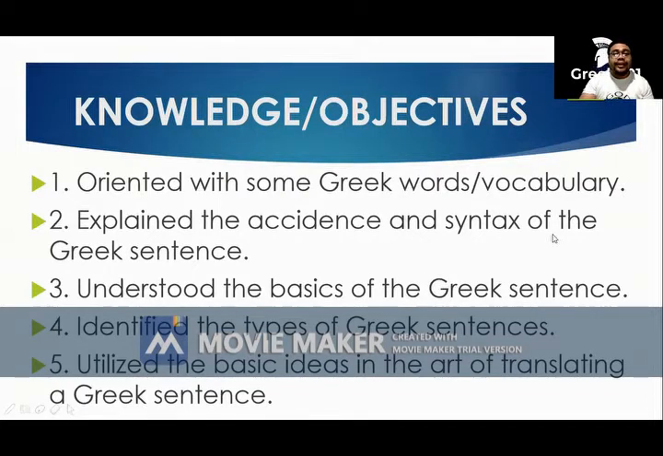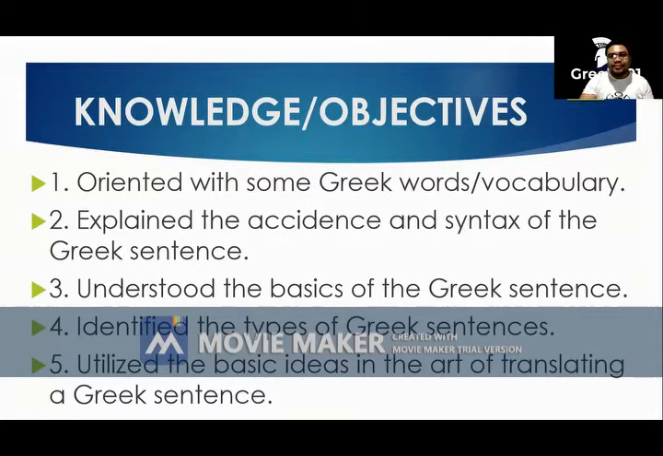Firstly, we will be oriented with some Greek words or vocabulary. Second, explain the accidents and syntax of the Greek sentence. Thirdly, to be able to understand the basics of the Greek sentence. Next, identify the types of Greek sentences. And finally, we will utilize the basic ideas in the art of translating a Greek sentence.